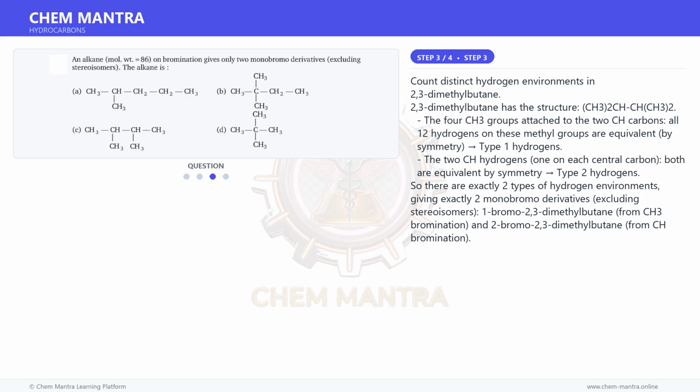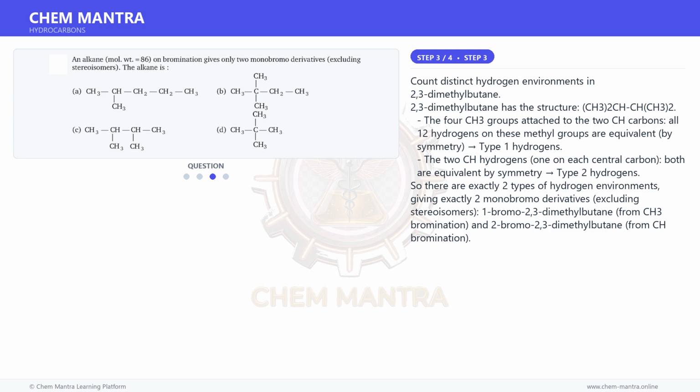Count distinct hydrogen environments in 2,3-dimethylbutane. 2,3-dimethylbutane has the structure (CH3)2CH-CH(CH3)2. The 4 CH3 groups are attached to the 2 CH carbons; all 12 hydrogens on these methyl groups are equivalent by symmetry, type 1 hydrogens. The 2 CH hydrogens, one on each central carbon, are both equivalent by symmetry, type 2 hydrogens.